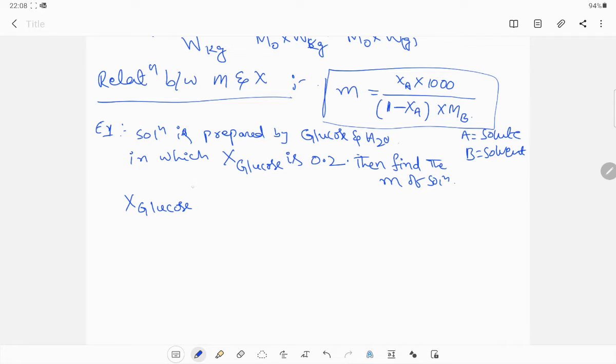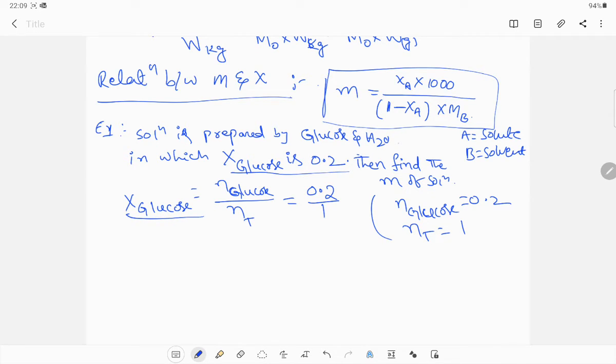Mole fraction of glucose equals moles of glucose divided by total moles. Moles of glucose equals 0.2. Mole fraction of glucose equals 0.2 means 0.2 divided by 1. That means total moles equal to what? 1. So here we got that moles of glucose equals 0.2, total moles equal 1. Then moles of glucose divided by total moles, 0.2 divided by 1 equals mole fraction of glucose, already given in the problem.